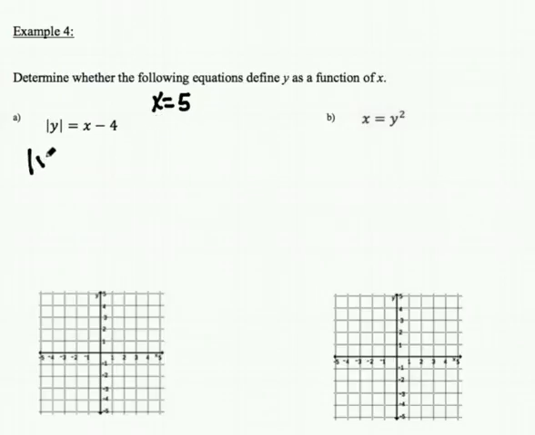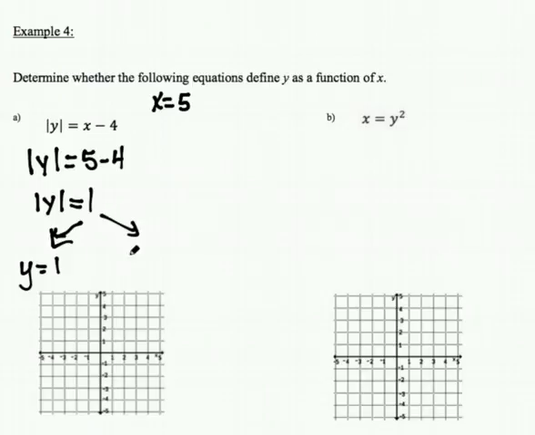That gives me the absolute value of y is equal to 5 minus 4. I know 5 minus 4 is 1, so the absolute value of y is equal to 1. To solve this, I know that when I have absolute value, I have to set up two equations. That's going to give me the equation y equals 1 and the equation y equals negative 1. So I see right off the bat that that 5 corresponds to two different y values. Okay, so I already know that it's not a function.